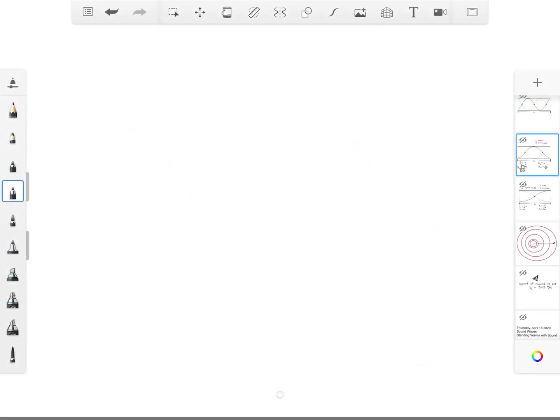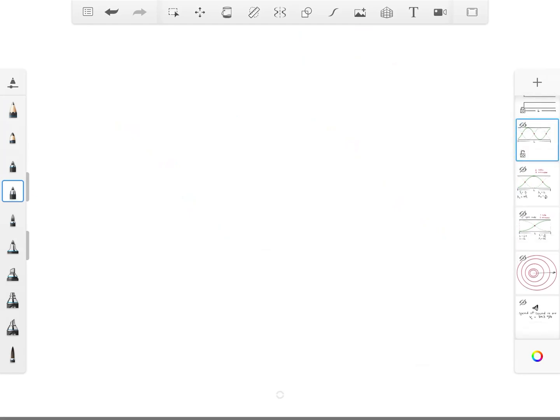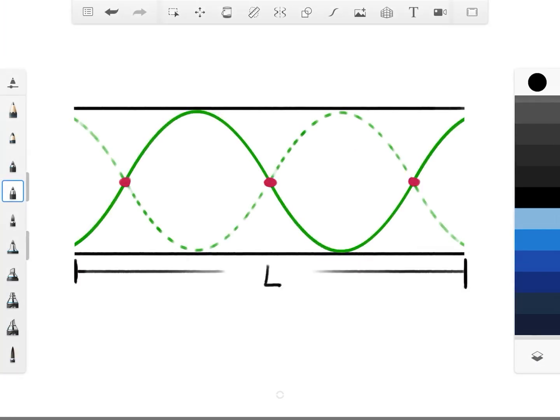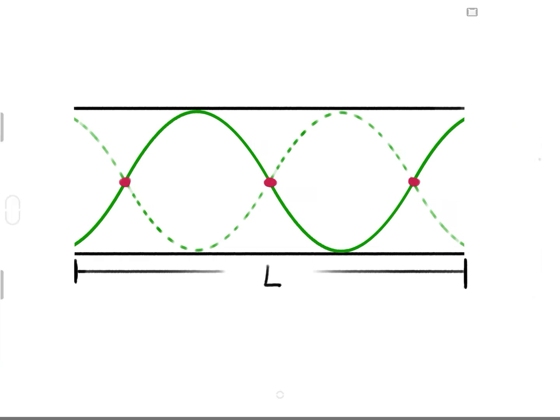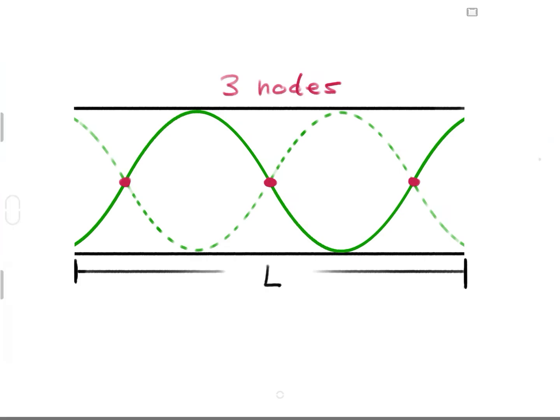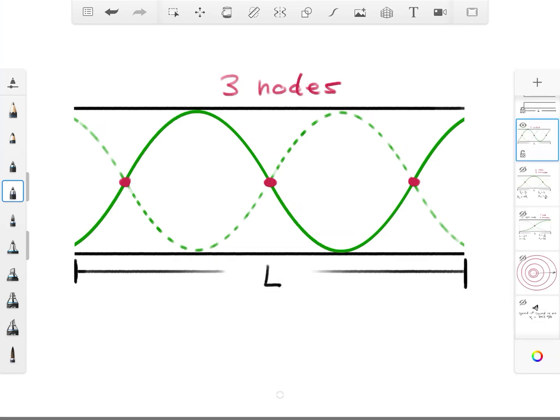Let's look at the next one now. Again, if you feel that I'm moving too fast, remember you could always pause, rewind, and rewatch. Again, we have two open ends, but now we see three nodes. So let's write that down. We've got three nodes. So this is going to correspond to the third frequency, so our F3, which is going to be 3 times the original frequency, or we could say 3V over 2L, excuse me.